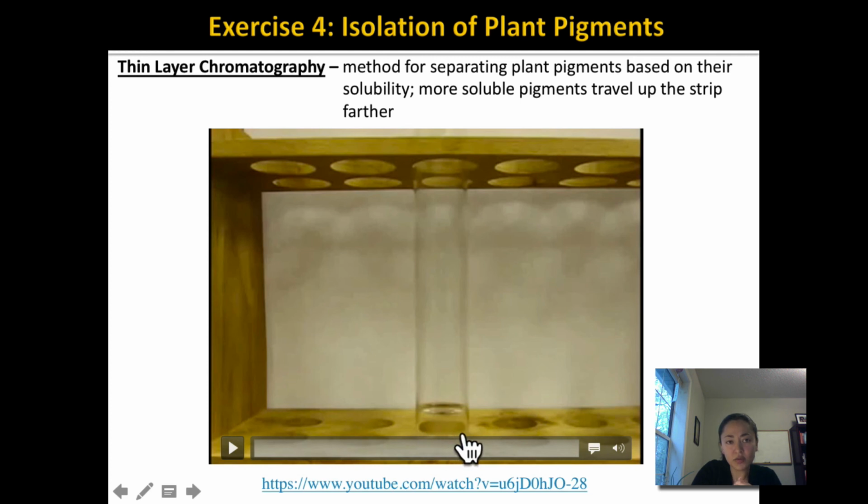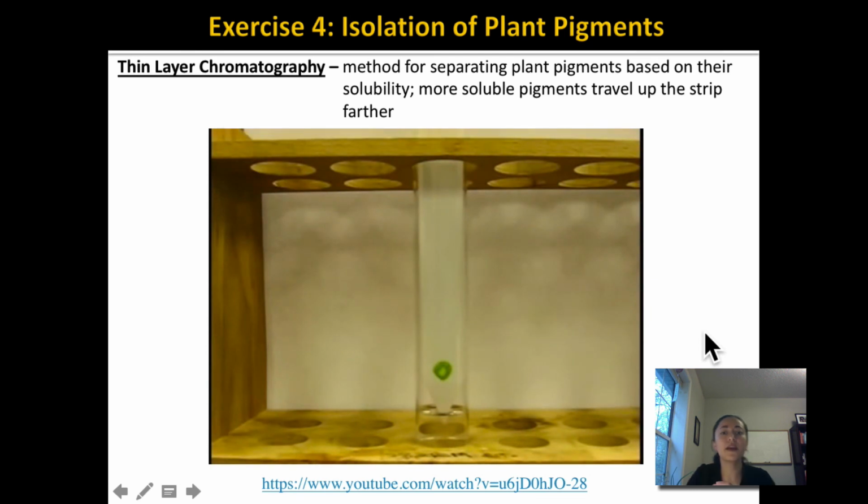See down here, the way you do a thin layer chromatography is that you fill a test tube or some kind of container with a solvent, or this clear liquid. This could be something like acetone. Then you stick a piece of paper in here. On the bottom of the paper is a small drop of plant extract. So you might crush up some spinach and put it on there. As that clear solvent gets sucked up the paper, it's going to carry each pigment up the paper.